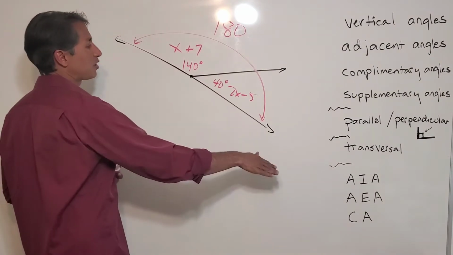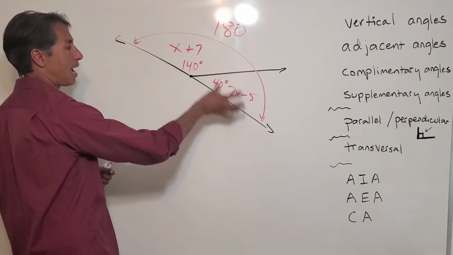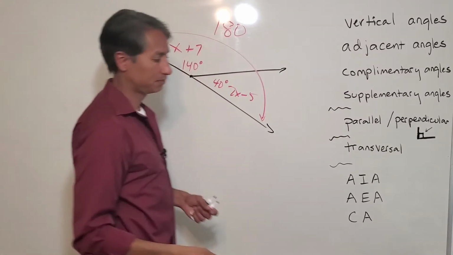So supplementary means straight line, 180 degrees. The two angles combined make 180. All right.